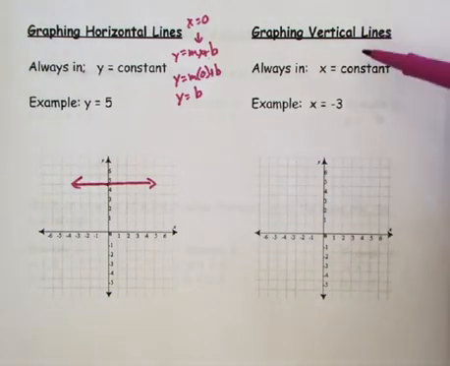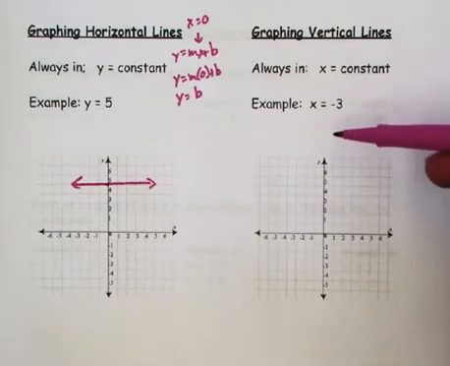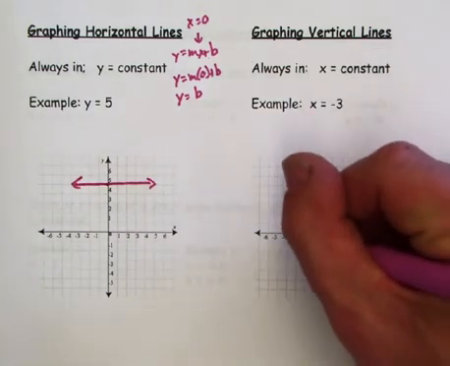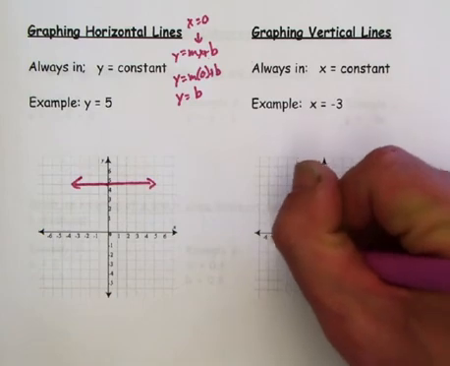In the case of a vertical line, x is constant. This is where the slope is undefined. Here we have x equals negative 3. 1, 2, 3. Line up, line down.